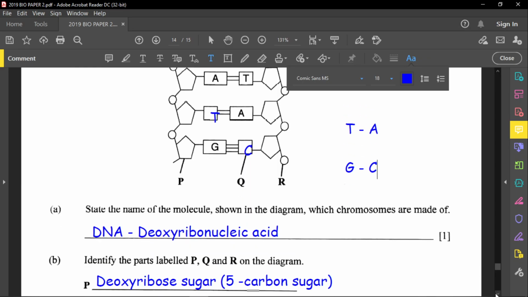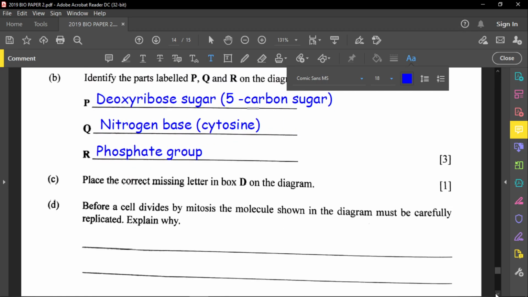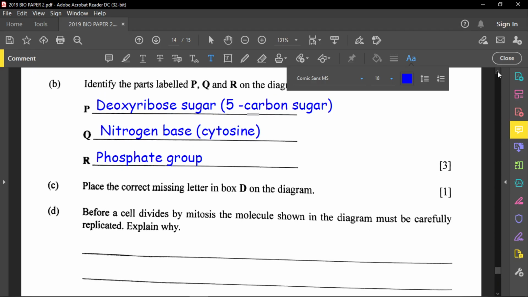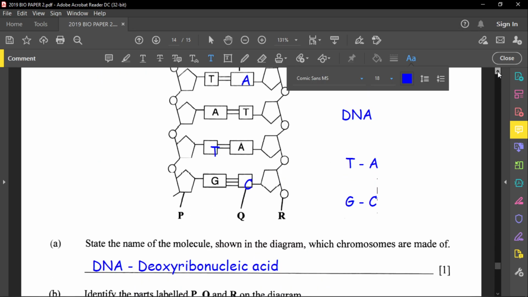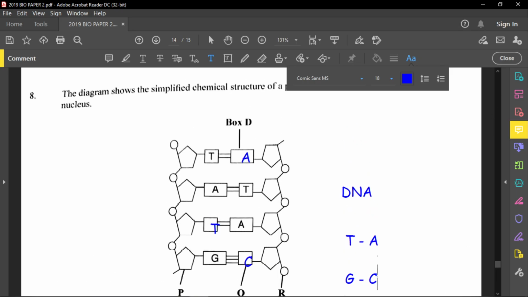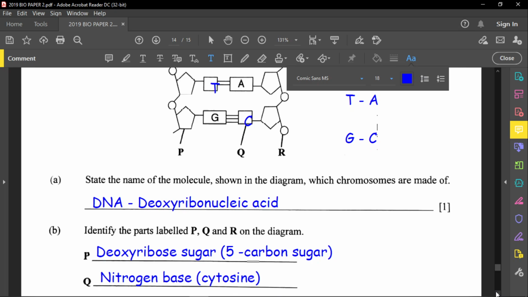Once you cover that, the next part here is to place the correct missing letters in box D, which we did, which was A. Let's go back up there. So this is A. Excellent, so box D is A. Let's jump down to the next part here.